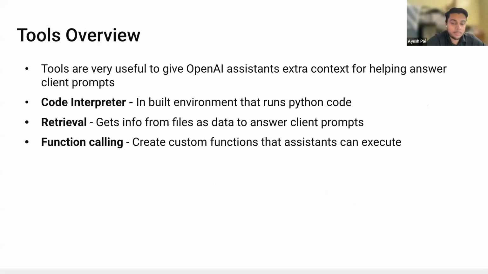So tools are probably the most pivotal and enhancing aspect of the OpenAI assistants, providing them with valuable context that really allows them to better address client prompts. It's really important to develop three essential tools that elevate your voice-activated financial advisor. First, the code interpreter, which is an inbuilt environment that lets your assistant execute Python code.